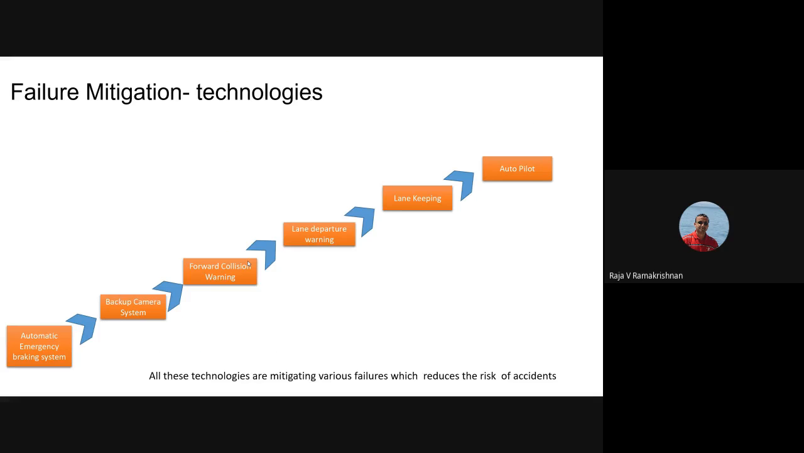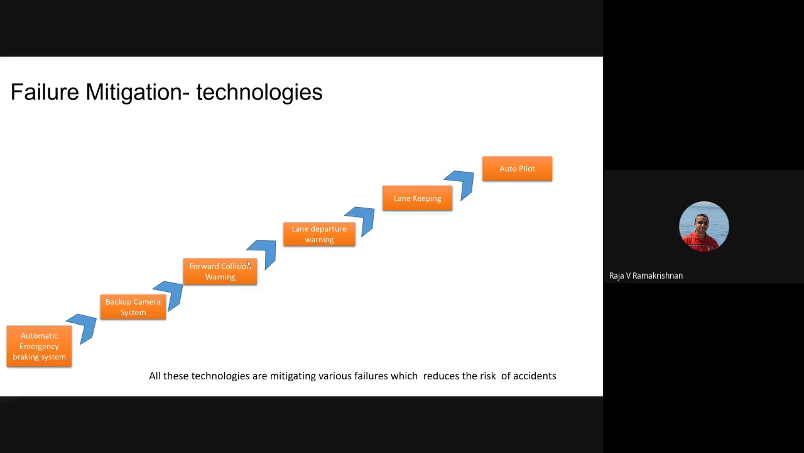Now, I've talked about safety and safety architecture. The last two points I want to make here are about the new systems which are going to come up in future for driving the vehicle, especially fail mitigation technologies. That means the best way to avoid failures is never to get into a failure condition.